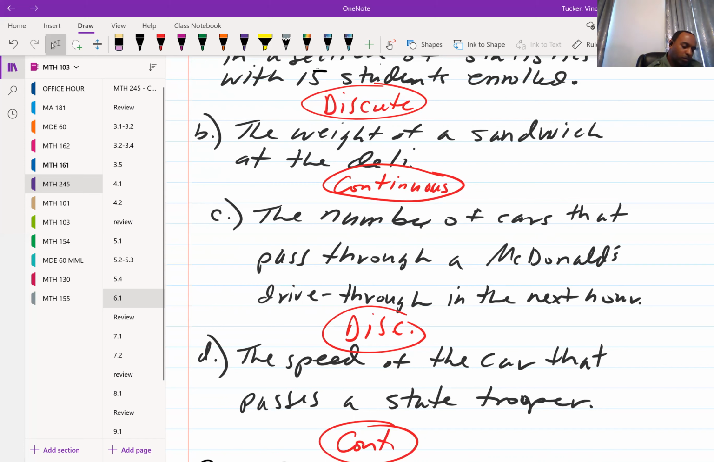All right, and scroll up. All right, the probability distribution of a discrete random variable x provides the possible values of the random variable and their corresponding probabilities.